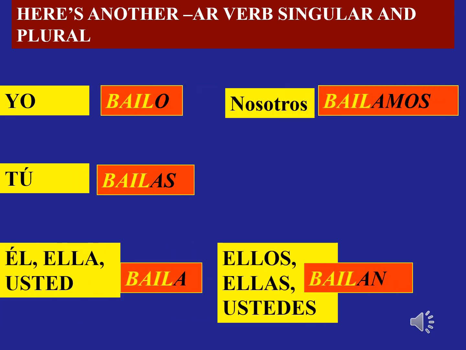Again, you'll see the pattern and the repetition. We're taking a different AR verb, bailar, and conjugating it. Yo bailo, tú bailas, él, ella, usted baila, nosotros bailamos, ellos, ellas, ustedes bailan. So these are exactly the same as the previous AR verb that we looked at on the previous slide.